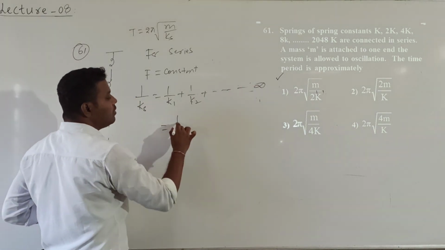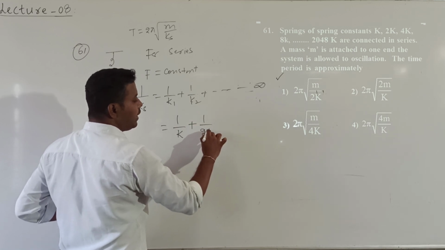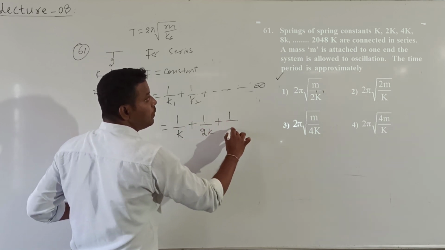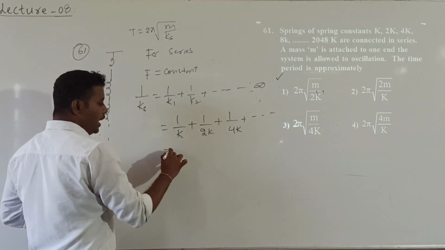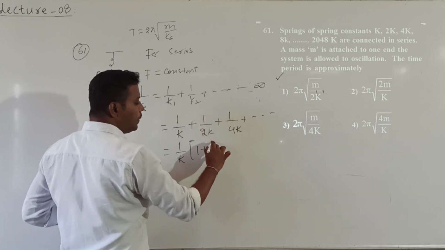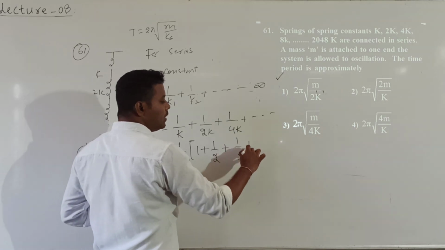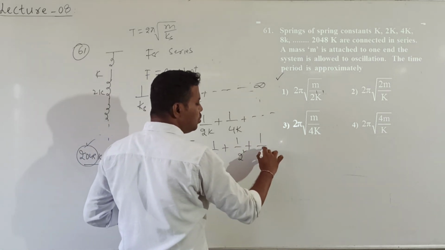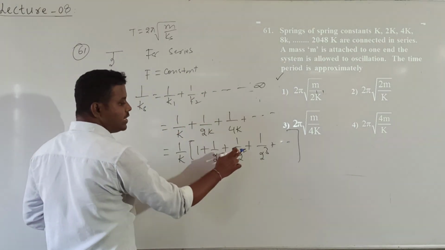So what is K1 value? 1 by K. K2 value 1 by 2K. K3 value 1 by 4K, and so on. If I take 1 by K common, what do I get? 1 plus 1 by 2 plus 1 by 2 square plus 1 by 2 cube plus so on. So you check, they are all in GP.